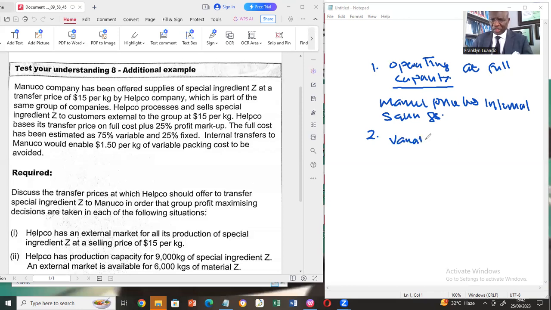Variable cost of production less internal savings. Actually, this situation is operating at excess capacity without alternative use. This excess capacity, there is no alternative use.